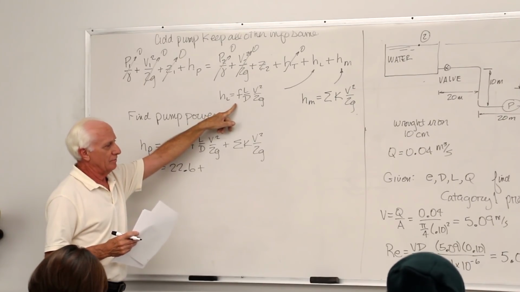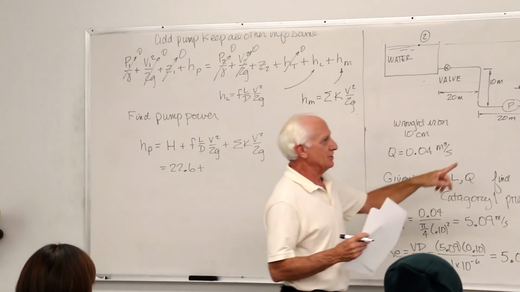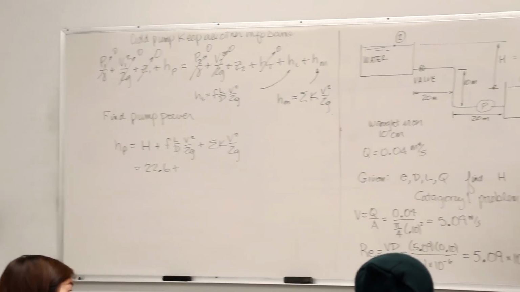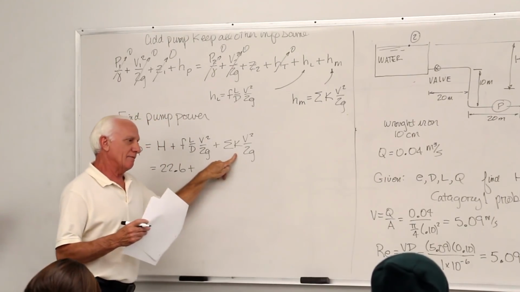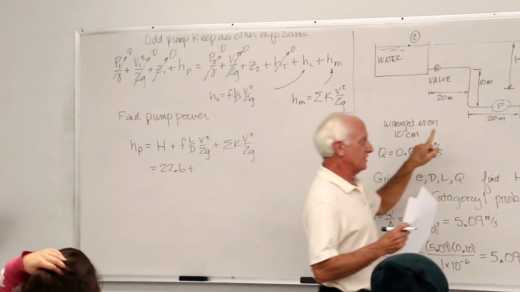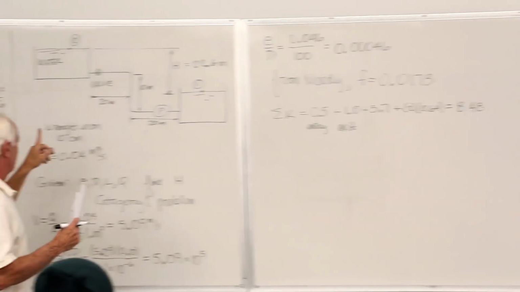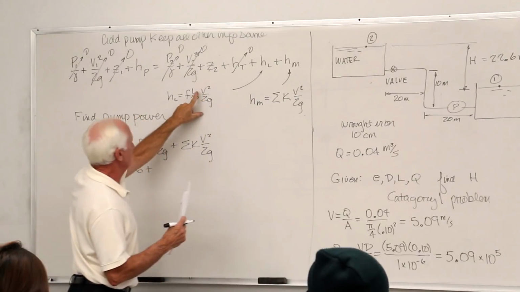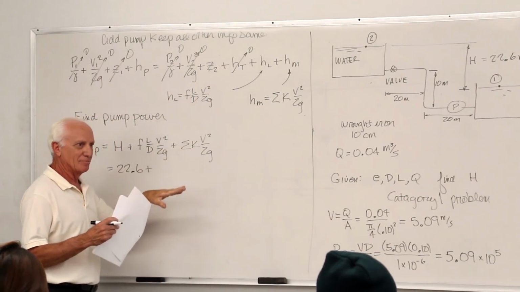Did f change? Well, let me ask a question. Did the Reynolds number change? No. Did e over D change? No. Is f the same now as for the first problem? Yes. Okay, f didn't change. Did I change any of the valves, or the elbows, or the entrance, or the exit? No. What's the summation of K's? It didn't change. Did the velocity change? Nope. I said Q is .04. K didn't change, V didn't change, L didn't change, D didn't change, f didn't change, so take the numbers from the previous problem.